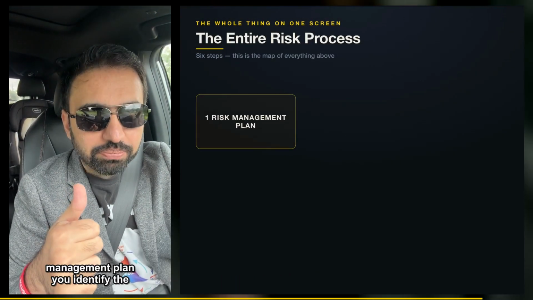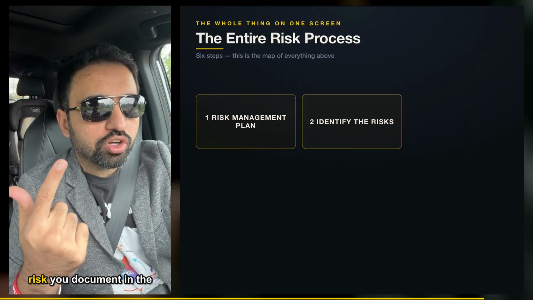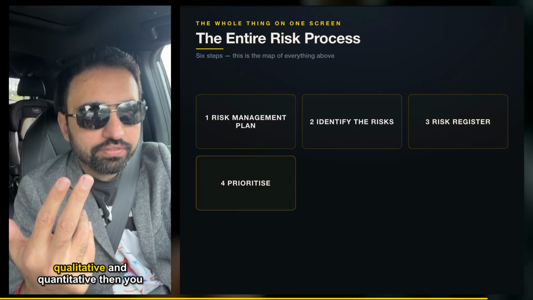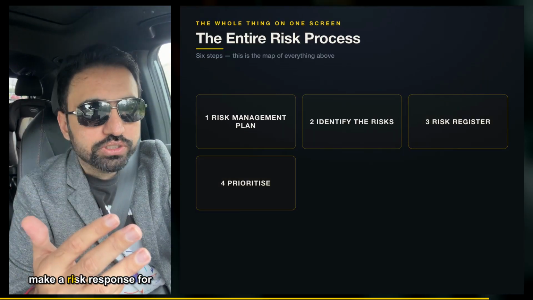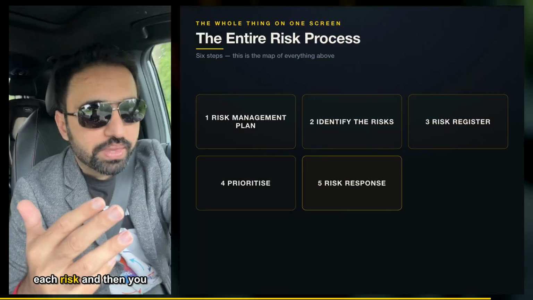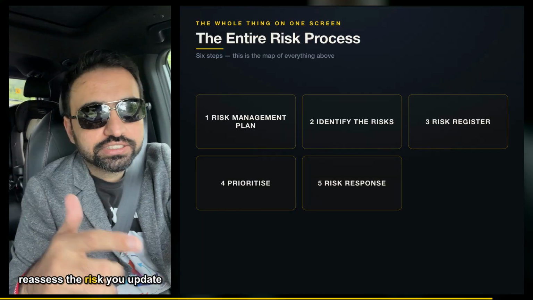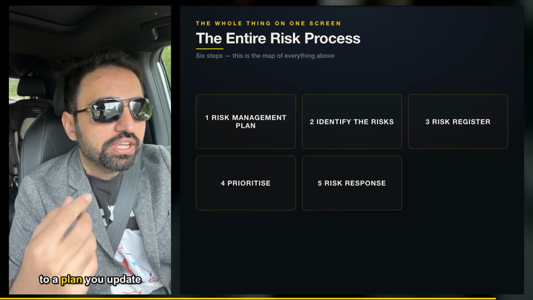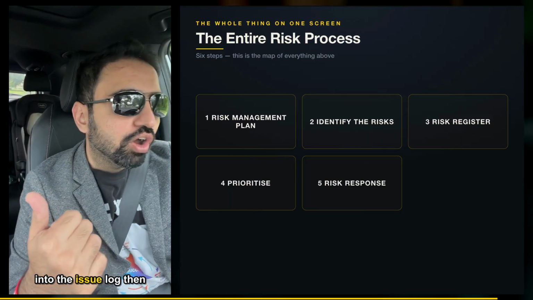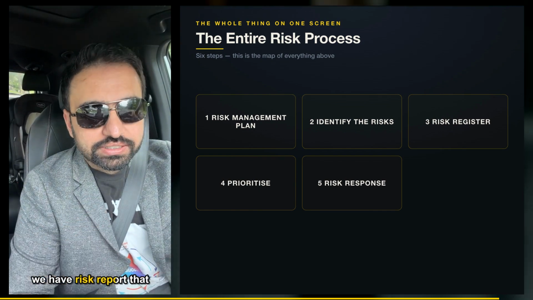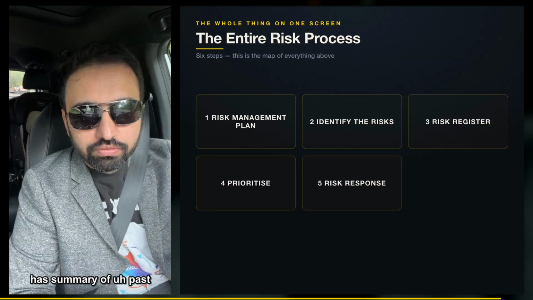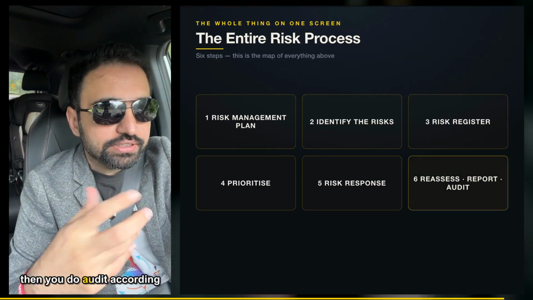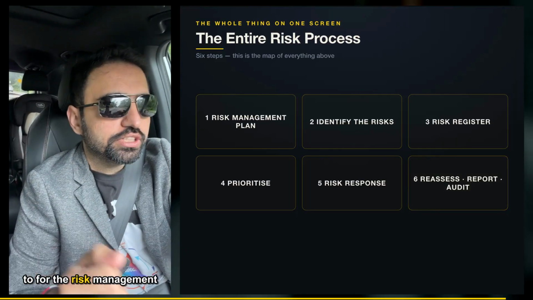You make a risk management plan, you identify the risk, you document it in the risk register, you prioritize them, qualitative and quantitative. Then you make a risk response for each risk, and then you reassess the risk and update the risk register. Anything that happened that is not according to your plan, you update in the issue log. Then we have the risk report that has a summary of past risk review meetings. And if you want to do an audit, you do the audit according to the risk management plan.